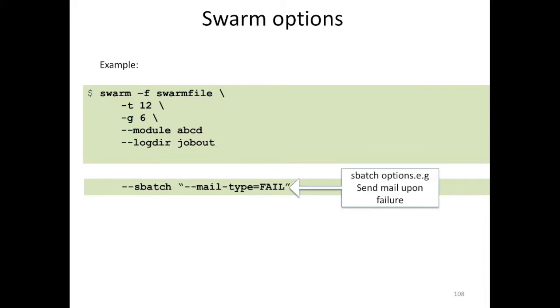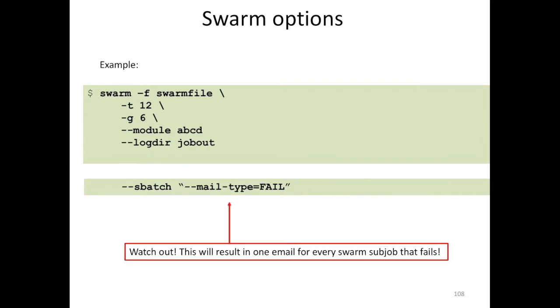And you can also add sbatch options to the swarm command. In this case, it says --sbatch, open quotes, --mail-type=FAIL, and close quotes. And that's a Slurm sbatch option. And that means send email to me if the job fails. And this is a little dangerous because if you have a swarm of 1,000 jobs, for each job that fails, you'll get one email. So you want to be careful when you use this.